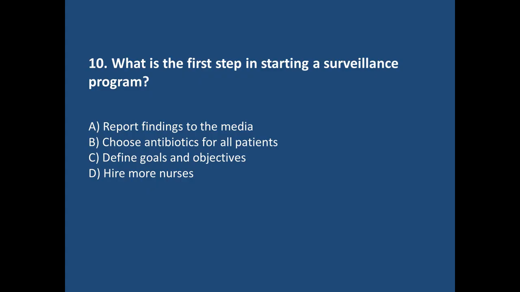Question number 10. What is the first step in starting a surveillance program? A. Reporting findings to the media. B. Choose antibiotics for all patients. C. Define goals and objectives. And D. Hire more nurses.